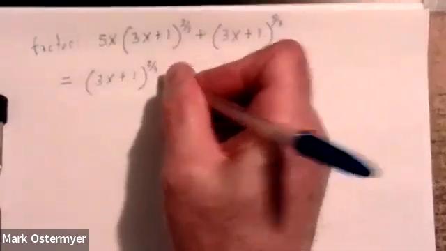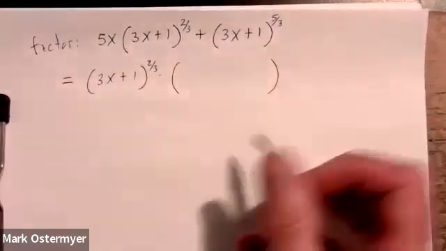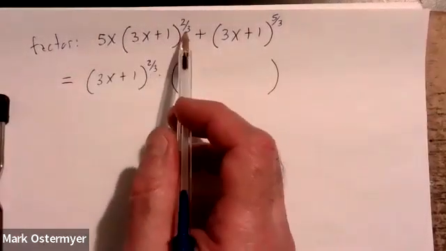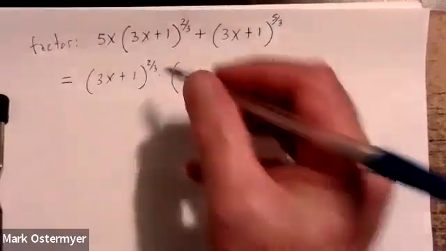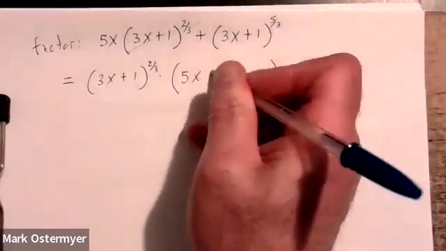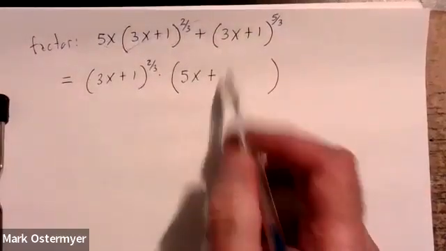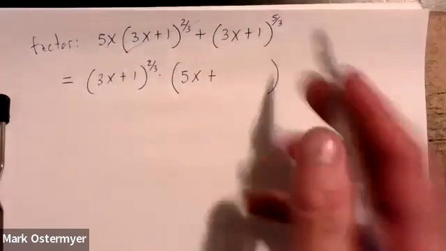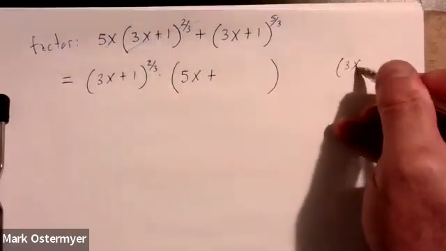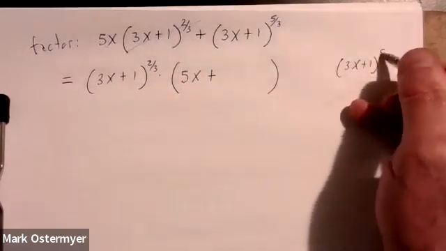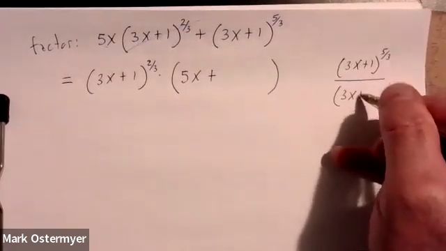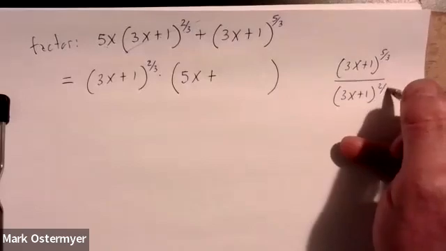There it is, times what would I leave behind? Well, when you factor it out of the first term, which is 5x times 3x plus 1 to the 2/3 power, you'll leave behind 5x. When you factor it out of the second term, it's not so obvious. And to help us understand what we leave behind, take the 3x plus 1 to the 5/3 power off to the side of your paper, place it over the 3x plus 1 to the 2/3 power, and now reduce.